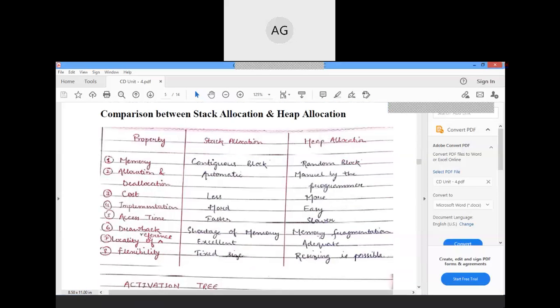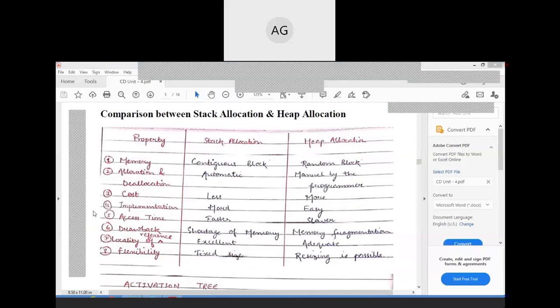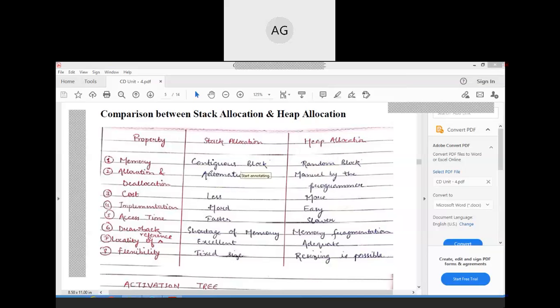So there is some comparison between stack allocation and heap allocation. As you can see on your screen, there are some properties based on which the stack and heap allocation strategies are compared. The first property is memory. In the case of stack allocation, continuous blocks are there, whereas in the case of heap allocation, random blocks are there.